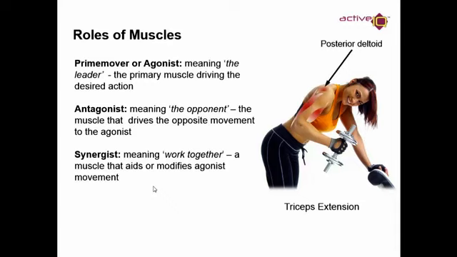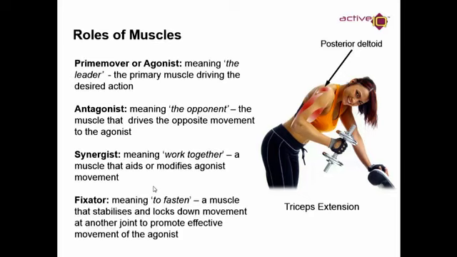We also have something called a synergist, which means working together. So that's a muscle that aids a movement. So something like the posterior deltoid, so the back of our shoulders there, that's going to help us to kick that back as well. All right, it's going to assist. So it's working in synergy with the tricep. And then we also have a fixator. So a fixator muscle is something that locks down movements and is going to keep us steady. So in this movement, it's going to be the upper trapezius.